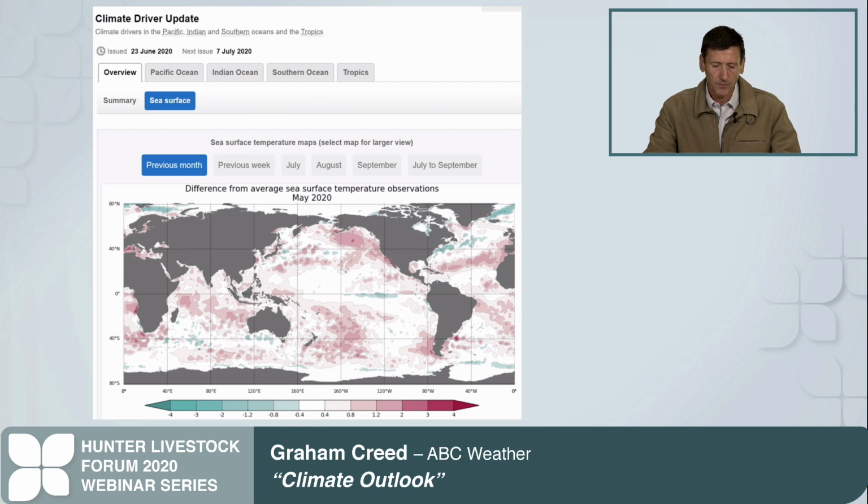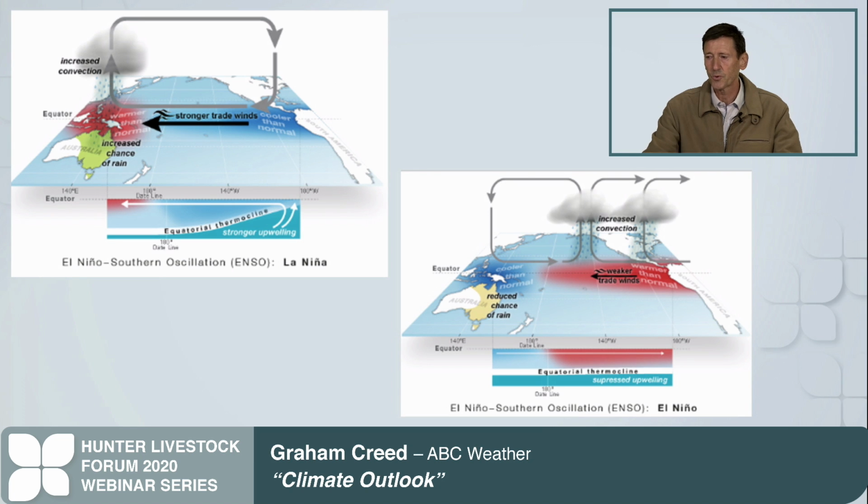Now, fortunately, the Bureau of Meteorology have recently created a new page called Climate Driver. So it basically sets out what the forecast models are saying is going to occur for the Pacific Ocean, the Indian Ocean, the Southern Ocean, and the tropics. So that's those 4 key indicators in the climate. Madden-Julian oscillation is the tropics, Southern Annular Mode is the Southern Ocean, Indian Ocean Dipole is the Indian Ocean, and the Pacific Ocean is the El Nino Southern Oscillation. So let's go through them.